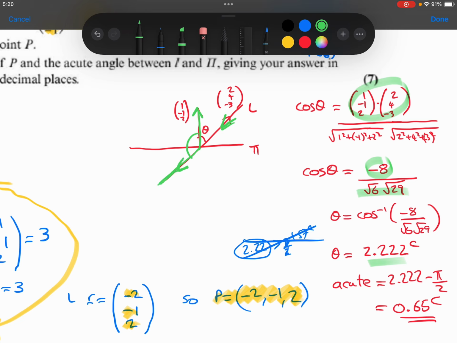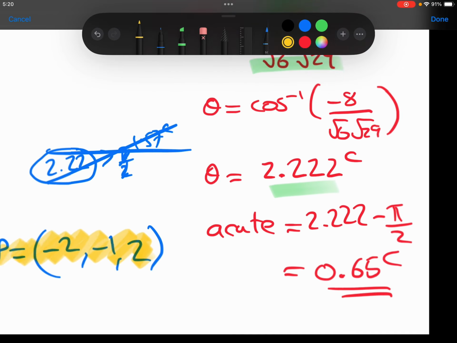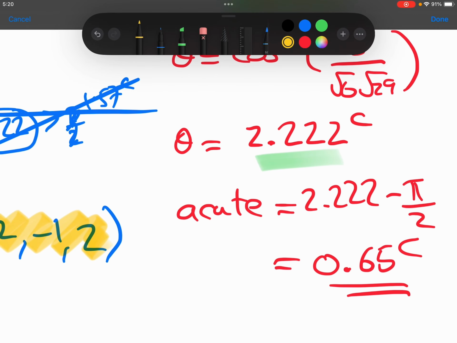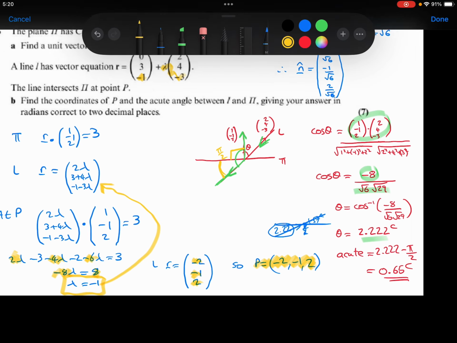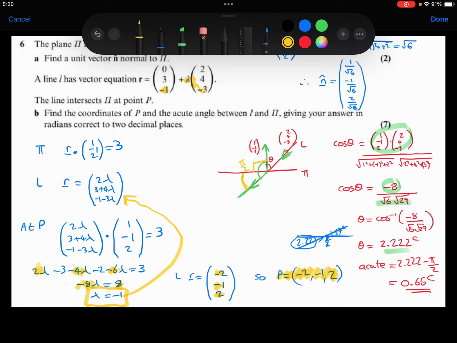But that's fine, because if I just subtract this pi over 2 from my angle, then I'm actually going to get the acute angle between the plane and the line, which is what I needed. So that's what I've done down here. The 2.222, take away the pi over 2, is 0.65 radians to 2 decimal places, and that is the acute angle between the line and the plane.